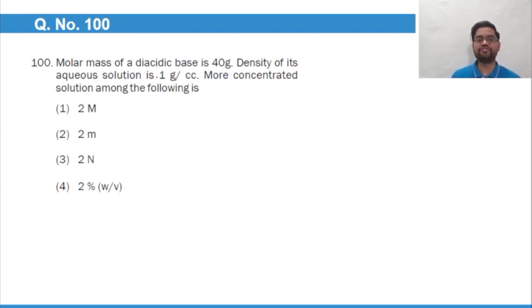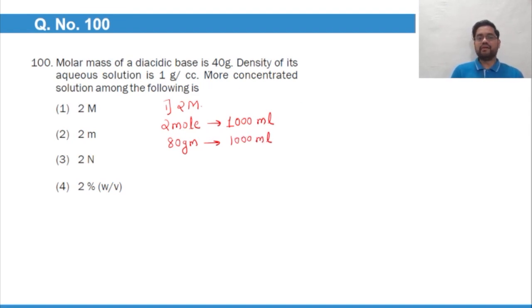So next, 1 molar dibasic acid, the dibasic base is 40 gram. Density of its aqueous solution is 1 gram per cc. More concentrated solution among the following is. So let us start for 2 molar. For 2 molar, can I say that it is 2 moles present in 1000 ml of solution? Similarly, 1 mole is 40 grams, so it is 80 grams in 1000 ml.